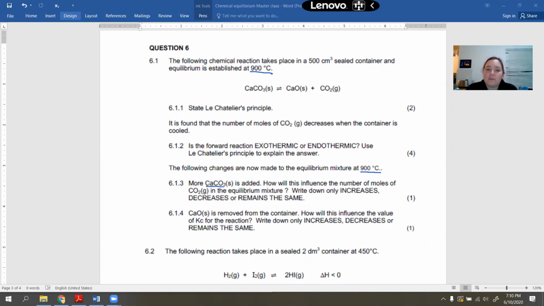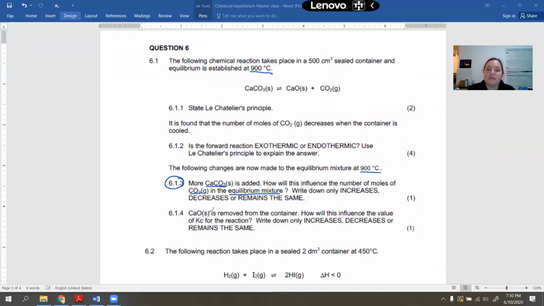More calcium carbonate is added. How will this influence the number of moles of carbon dioxide in the equilibrium mixture? Write down only increases, decreases, or remains the same. So I'd like you to think carefully on that. You're going to pick one of those 3 answers.